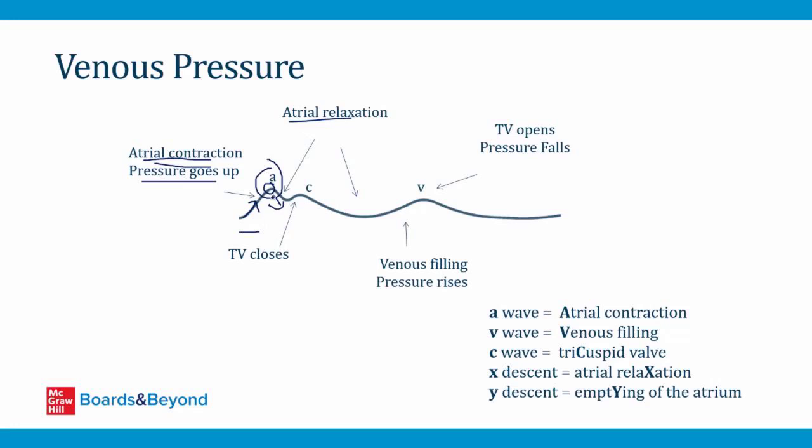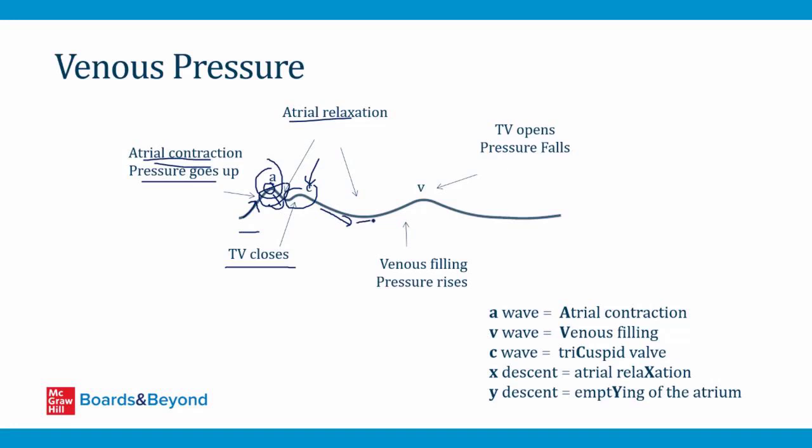As pressure is falling in the right atrium during this portion, eventually it hits a point where the pressure gets so low that the tricuspid valve closes. Remember, when pressure is lower in the right atrium compared to the right ventricle, that will force the tricuspid valve to close. And that's what happens right here, and it creates this little bump called the C wave in the venous pressure tracing.